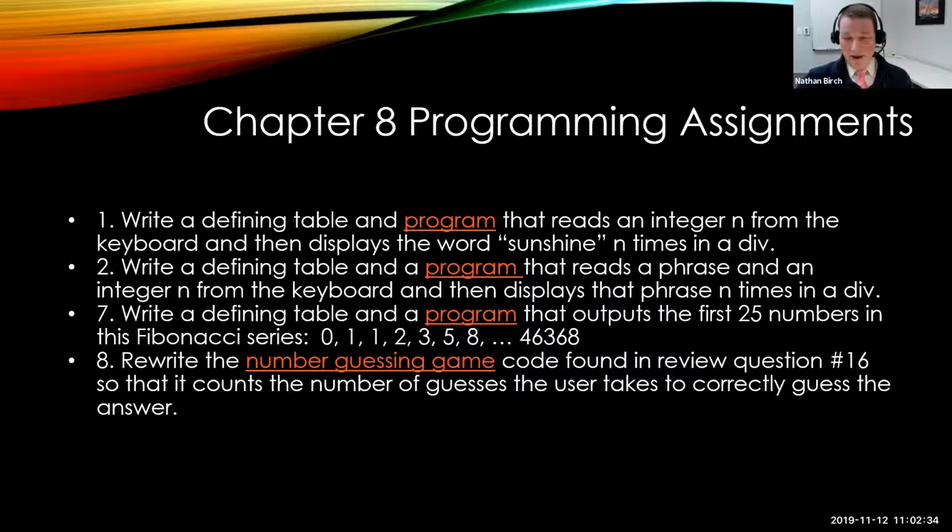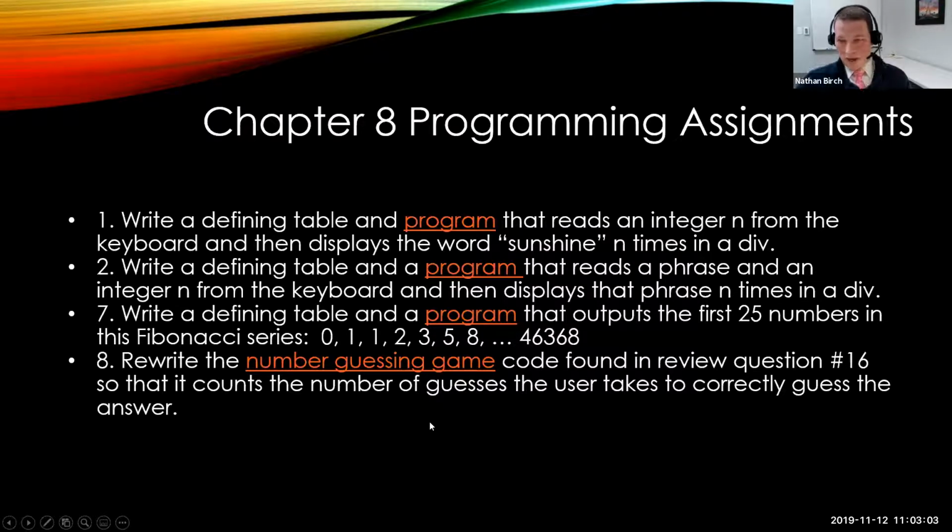Write a program that outputs the first 25 numbers in the Fibonacci series. For anybody who doesn't know what the Fibonacci series is, each number in the sequence is the sum of the previous 2 numbers. So you can see 1 right here is the sum of 0 and 1, 2 is the sum of 1 and 1, 3 is 1 and 2, 5 is 2 and 3, 8 is 3 and 5, and so forth. Okay, so to get the first 25 numbers of that series.